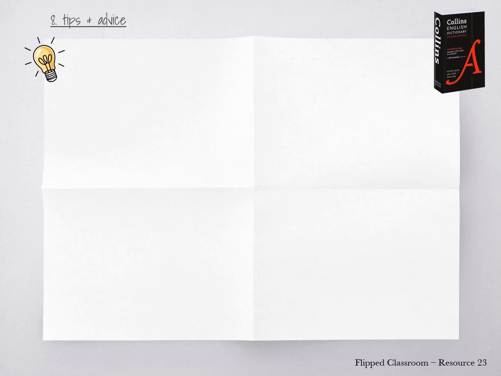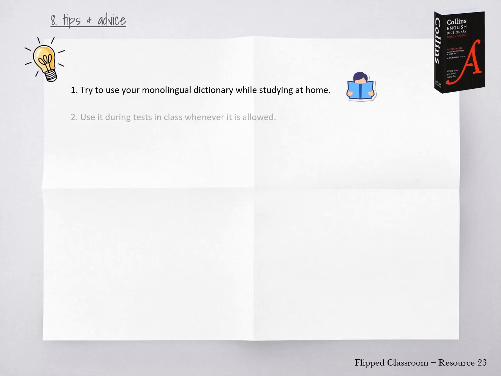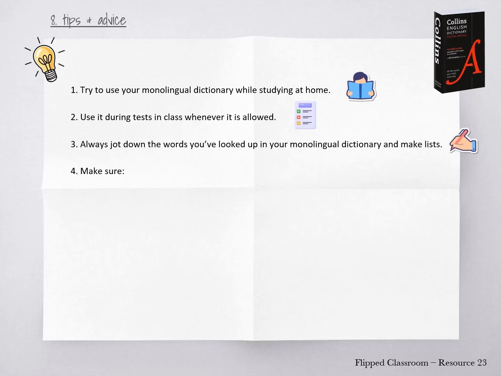Now some tips and advice. Try to use your monolingual dictionary while studying at home, while doing your homework. Thus, you will develop reflexes and will know how to use it effectively, swiftly, and soundly during the exam. Use it during tests in class whenever it is allowed. Ask your teacher first, of course. Always jot down the words you've looked up in your monolingual dictionary and make lists. Lists you will learn and revise later.